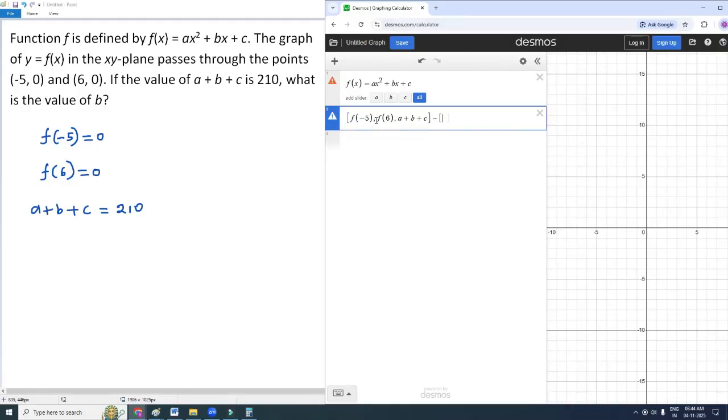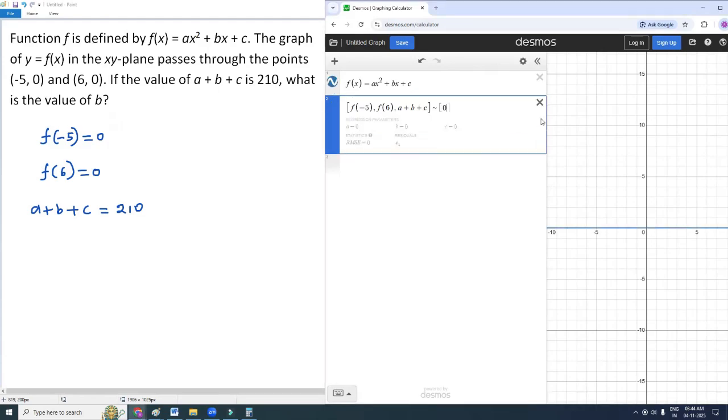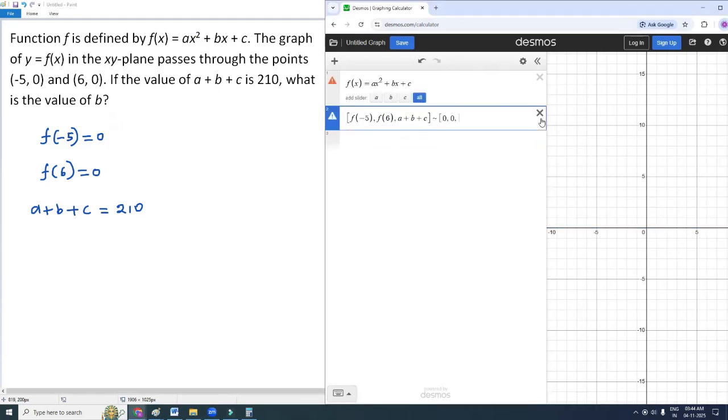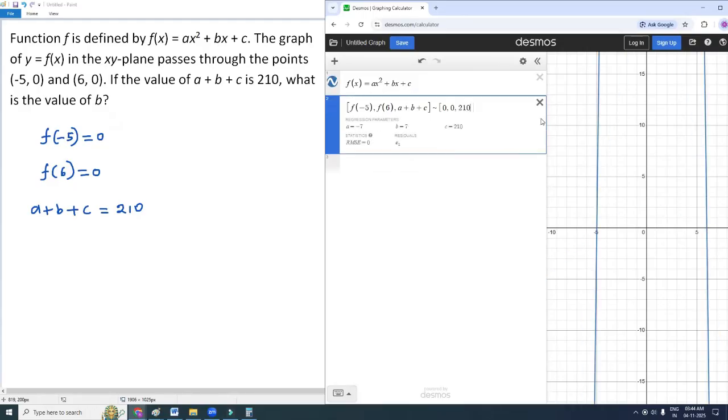Now we have to consider the quantities we have on the right side of the three equations we have over here. So the value of f of -5 is 0, the value of f of 6 is 0, and the value of a plus b plus c is 210. Let's close the square bracket. Here I got the value of b, that is 7.